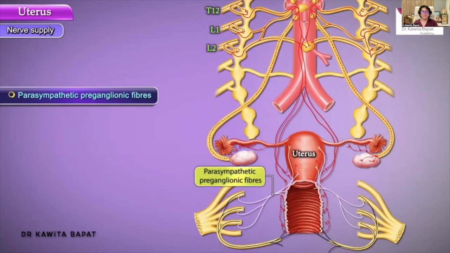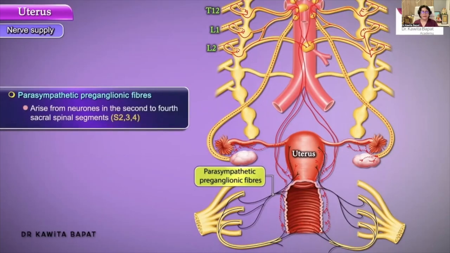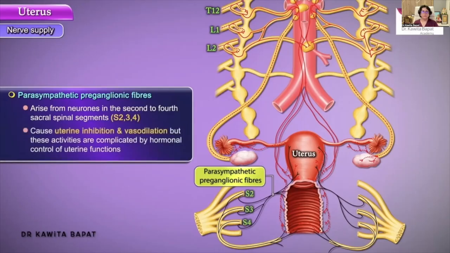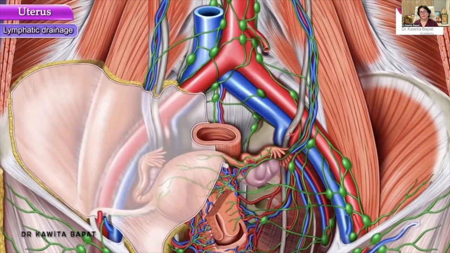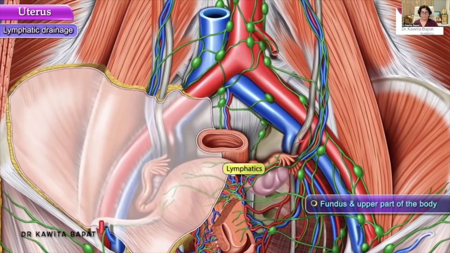Now, the parasympathetic preganglionic fibers arise from the neurons of the second to fourth sacral spinal segments, S2, S3 and S4. These cause uterine inhibition and vasodilation, but these activities are complicated by hormonal control of the uterine function. So the nerve supply and the hormones are correlated.